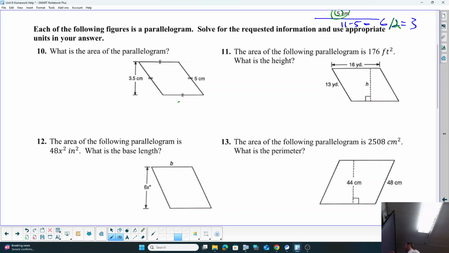Yeah. So base times height, they give you the heights. So just multiply those together. Easy peasy.